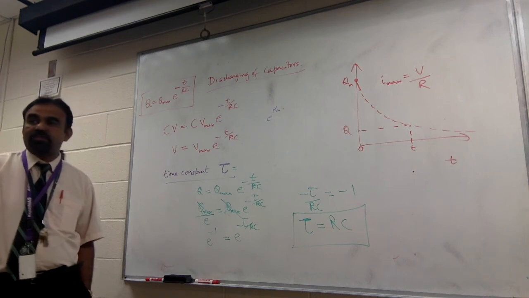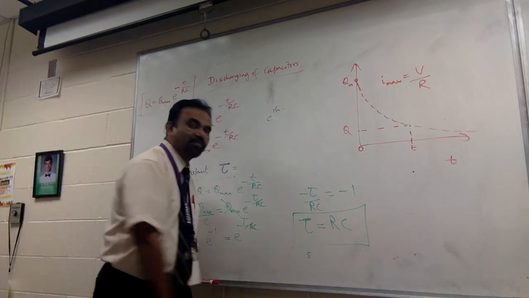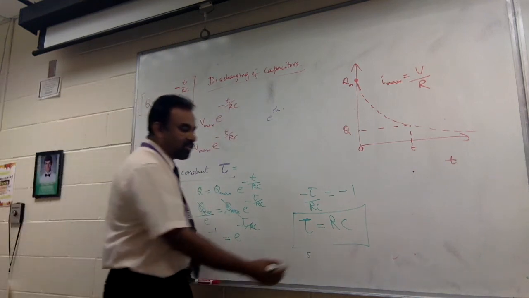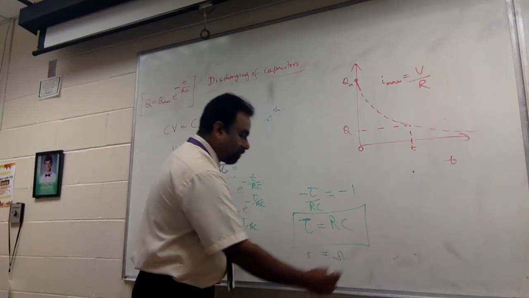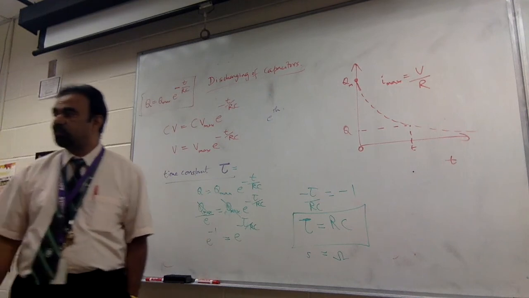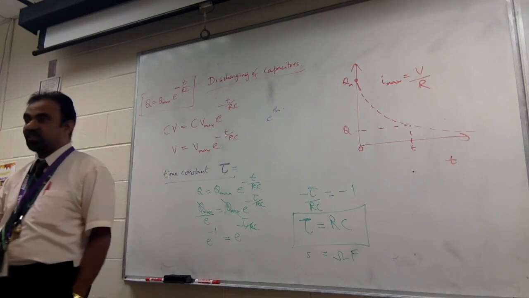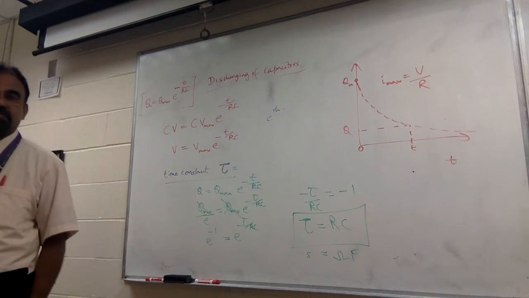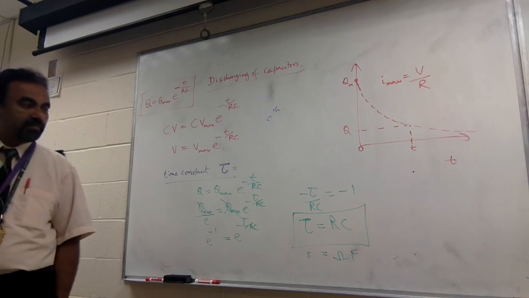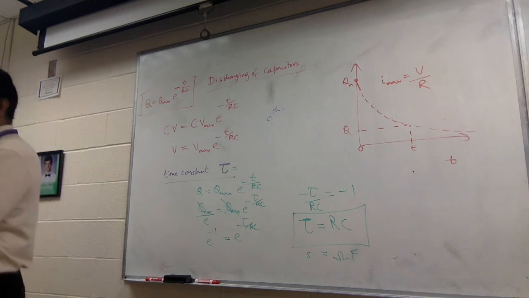Tau is measured in what units? Seconds. Resistance is measured in what unit? Ohms. Capacitance is measured in farads. So ohms times farad is seconds. The product of ohms and farads is seconds.